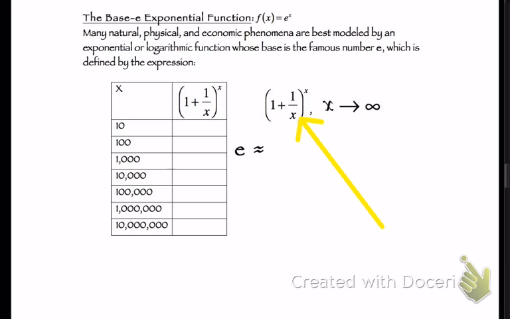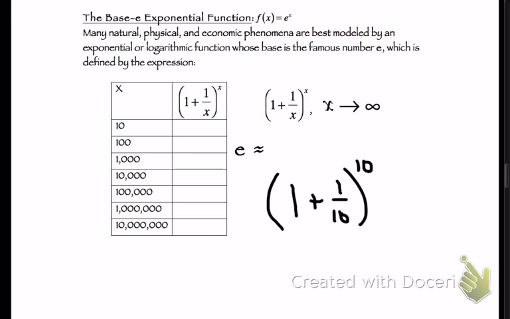I'm going to take 10 and plug it in wherever I see an x. So in my calculator, I'm going to do 1 plus 1 divided by 10, and then raise it to the 10th power. So I'm going to do 1 divided by 10 first and hit equals. I'll add 1 next and hit equals. I'll then raise it to the 10th power and hit equals, and what you should see is that you should get a number that looks like this.